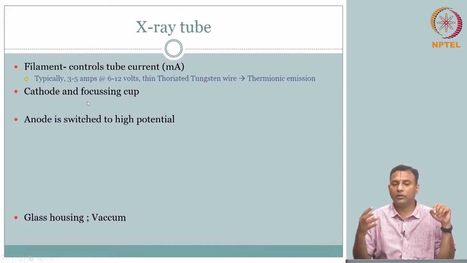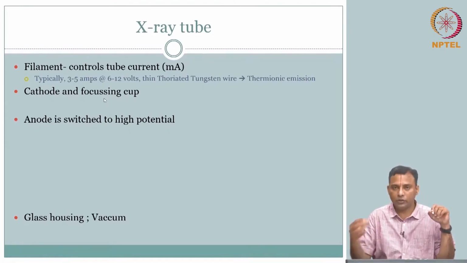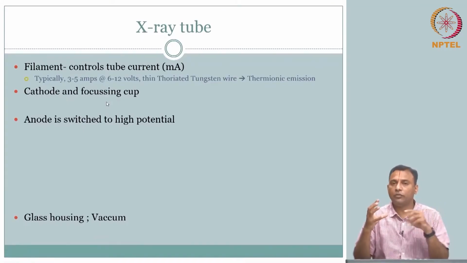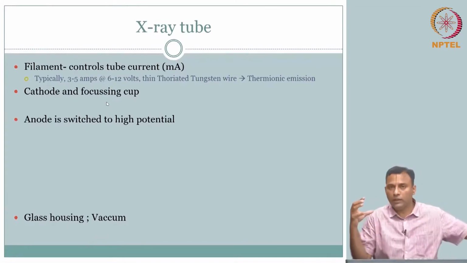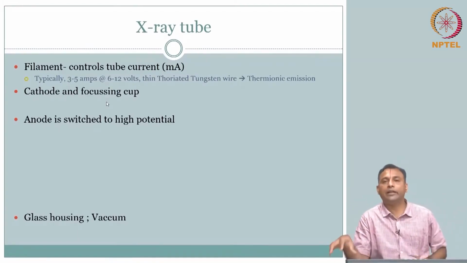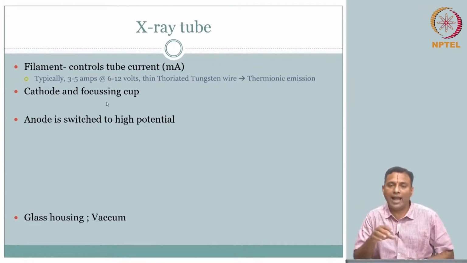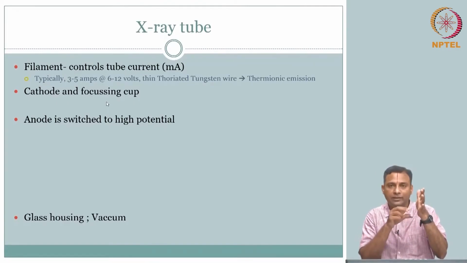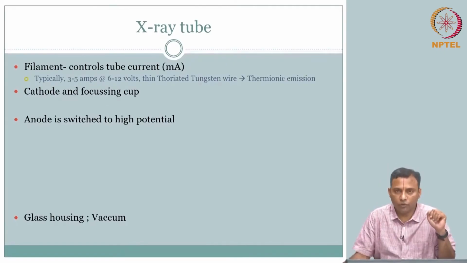So in the cathode, you have a filament that creates free electrons using thermionic emission, and it has its own circuitry for that. And then you have a focusing cup. Remember, the C structure that I showed you is a focusing cup. The focusing cup helps this electron cloud go in the direction that you want, straight into the anode surface where you want to hit it. Typically it is focused to the bottom edge. So that is your cathode and focusing cup.